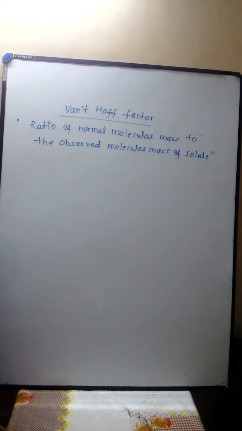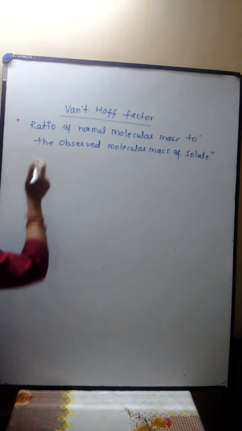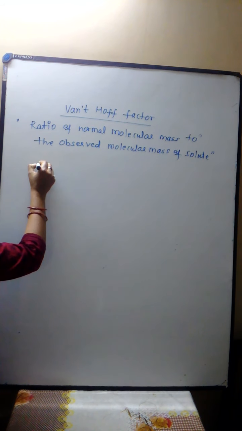Today our topic is Van 't Hoff factor. Van 't Hoff factor is the ratio of normal molecular mass to the observed molecular mass of solute. It is the ratio of the normal molecular mass to the observed molecular mass and denoted by i.